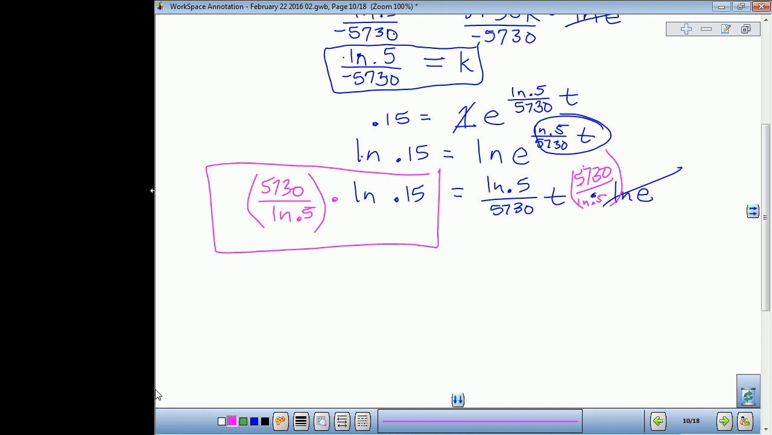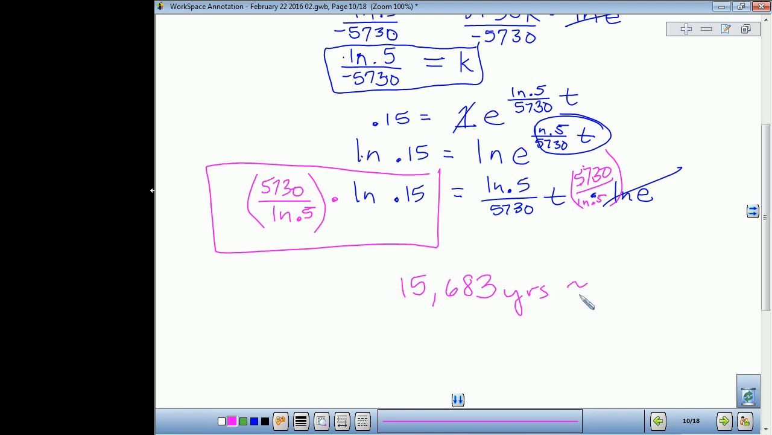I forgot what we were trying to find. How long it takes till there is 0.15% of the saber-toothed cat. How long? Oh yeah, half-lives. Yeah, we dealt with half-life. Indiana Jones didn't teach me this part of paleontology.